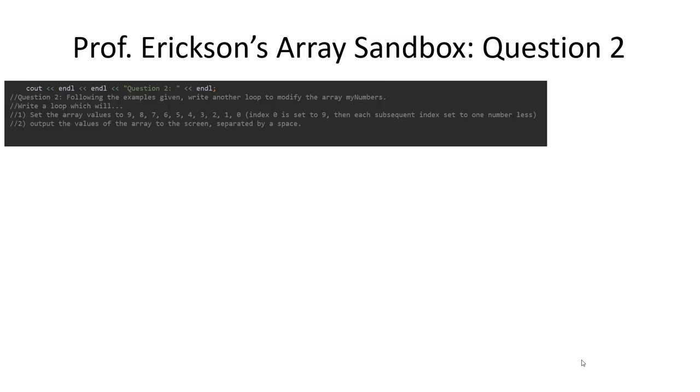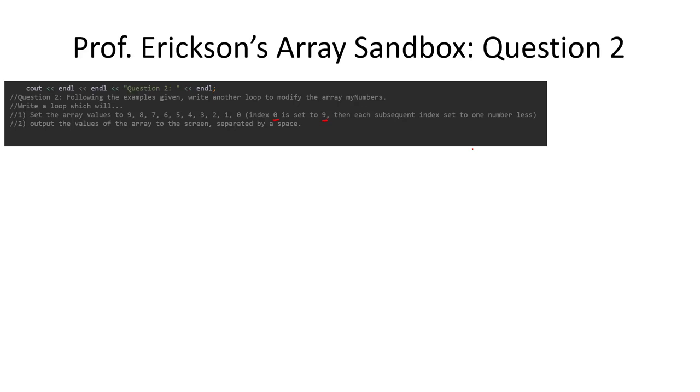So in question 2 of our array sandbox, we want to modify the myNumbers array again. Here we're being asked to assign the array the values 9876, 54321. So we want index 0 to be set to the value 9, and then each subsequent index is set to one number less. And then we want to output the values of our array to the screen, with each one separated by a space.